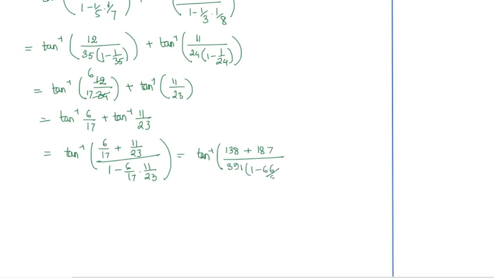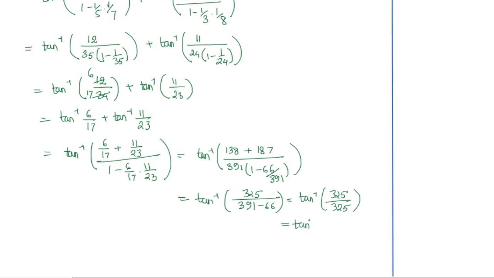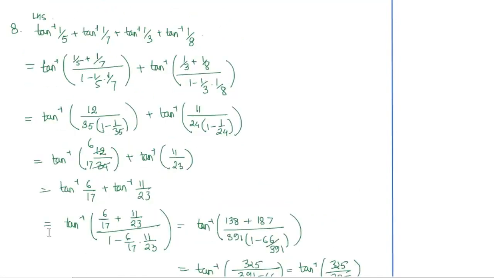Okay, so this is going to give you tan inverse of 325 by 391 minus 66, that is equal to tan inverse of 325 by 325, that is equal to tan inverse of 1, and that is equal to pi by 4, which is equal to RHS. Okay, hence LHS is equal to RHS. Verified or proved, anything you may say. So we completed the first question of this video.